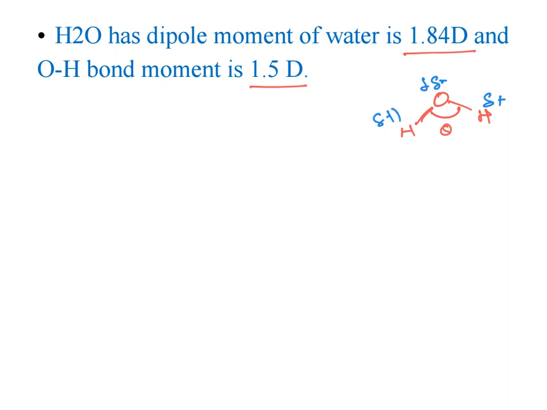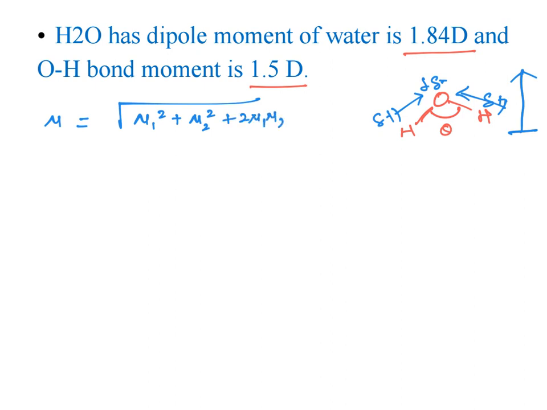So the bond dipoles are oriented in this fashion, and the resulting dipole moment is oriented in this fashion. This is mu, which we have to find. Mu equals under root of mu1 square plus mu2 square plus 2 mu1 mu2 cos theta. Here both mu1 and mu2 are OH bonds, so you can take both as the same value.